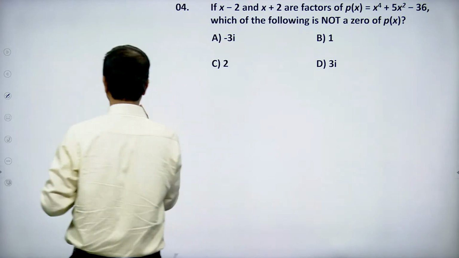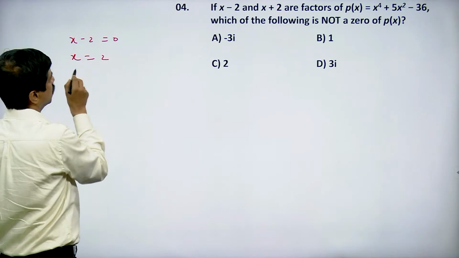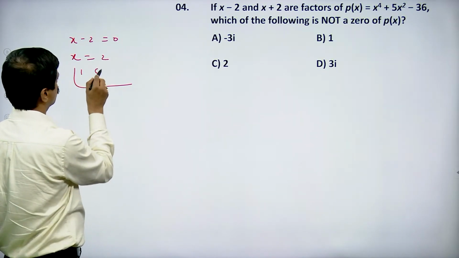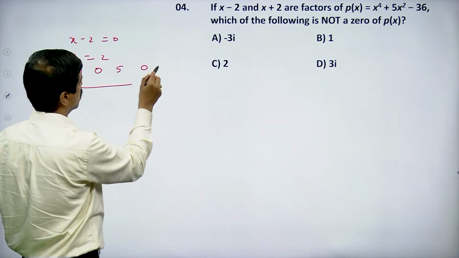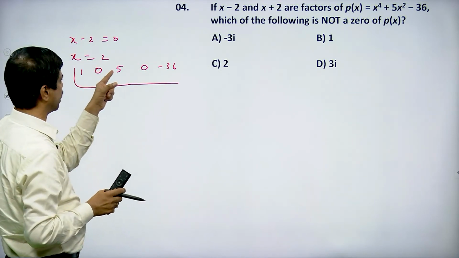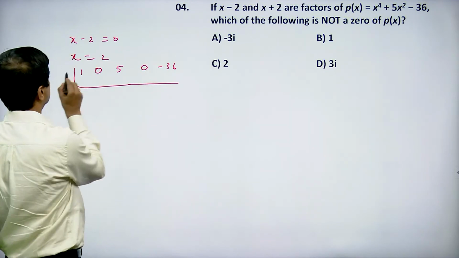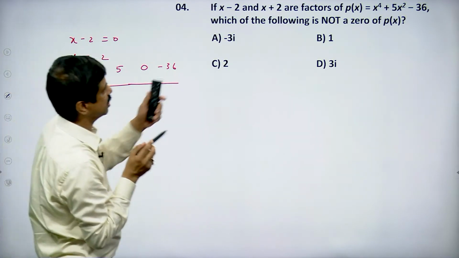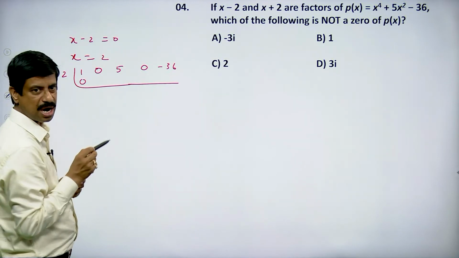See children, first x minus 2 equal to 0 means x equals 2. So, first we will divide: x power 4 coefficient 1, x power 3 coefficient 0, x power 2 coefficient 5, x coefficient 0, constant minus 36. We have to have x power 4, x cube, x square, x, constant. If anything is missing, we will write 0. Since x minus 2 is a factor, I will take x minus 2 equals 0, so x equals 2. Always we should start with 0.